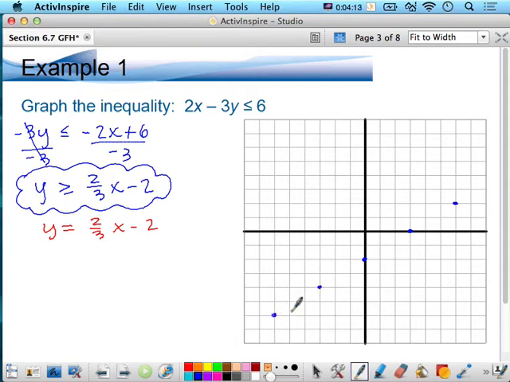But before you connect those dots, you need to decide, should that line be solid or dotted? How do we know that it's solid? Or equal to.